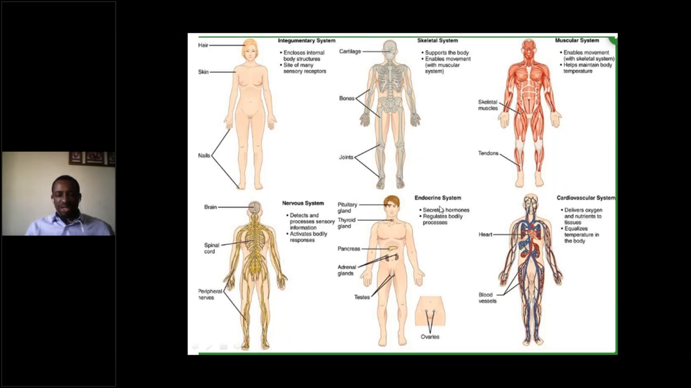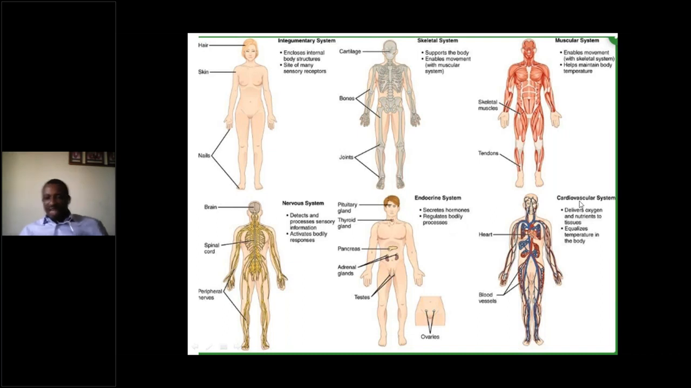So we have the endocrine system. What do they do? They secrete hormones and they regulate bodily processes. This system looks as if it's in the background, but it's very important. I've seen people that have hormonal dysfunction or endocrine dysfunction. It's really not a good thing to see. So you have the pituitary gland in the brain, more of the coordinating gland. You have the thyroid gland, the pancreas, adrenal glands, the testes. For ladies, you have the ovaries. So they secrete hormones and they regulate body processes.